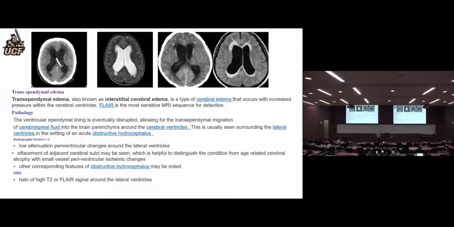Sometimes it's also called interstitial edema. You can see it on CT scan, as I showed. Actually, with FLAIR imaging, you can see this. This would be a T2 image. It comes out pretty well on a T2 image.